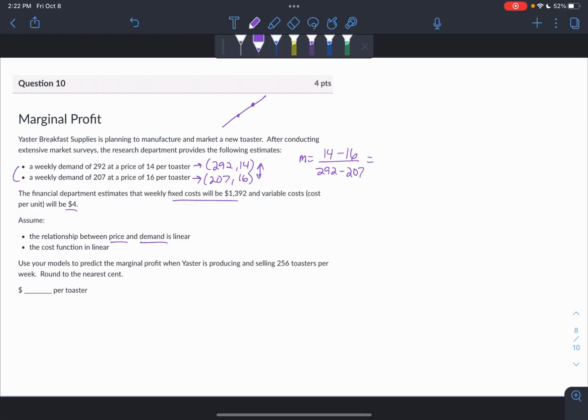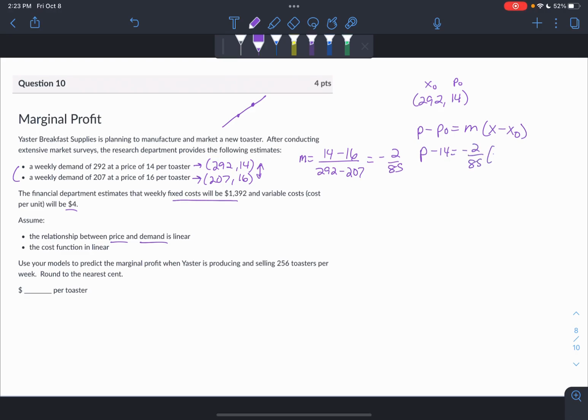As my slope. And so to make my relationship, my price demand function, that's just going to be a line. I'm going to use the point slope formula that looks something like this. And so we can use one of our points, say 292.14, where this is my x naught and this is my p naught for my specific point. And I'm just going to plug them in with my m. So p minus 14 is equal to minus 285 times x minus 292.